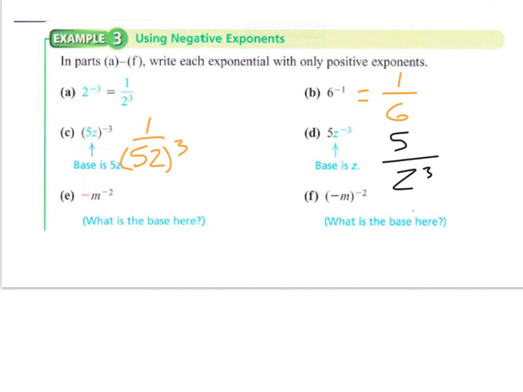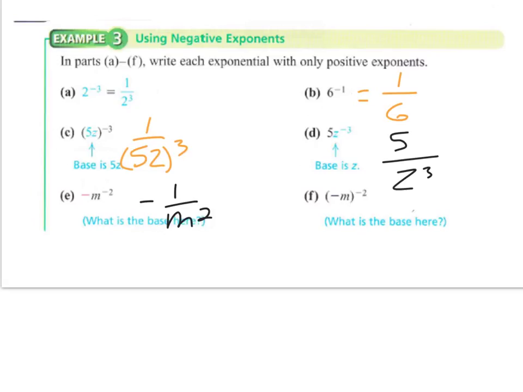Here with the negative in front of the m, we will have a fraction, so it does not necessarily matter where that negative goes, but the base is really just the m. But just like any fraction, the negative could go on the 1, it can be out in front, or it can be on the m.